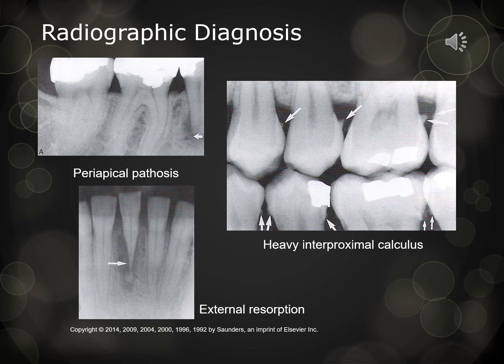On the lower left-hand side, we see external resorption. Again, that's external, on the outside of the root. On the upper left, we're looking at a periapical pathosis. There's some kind of inflammation going on where the arrow is pointing, and it's on the external, on the outside.